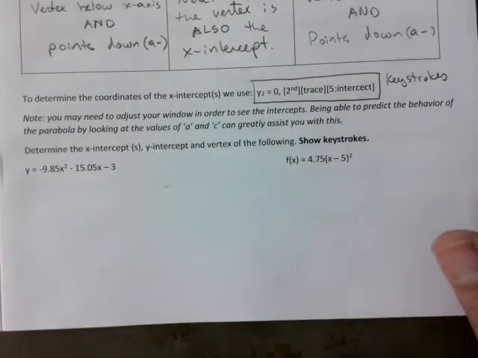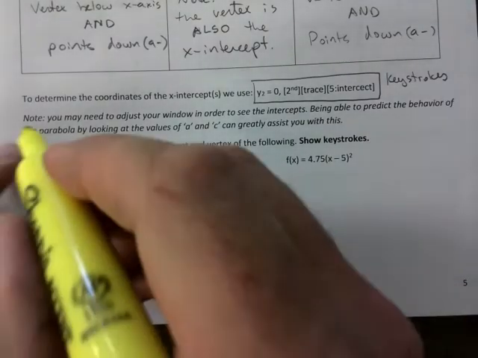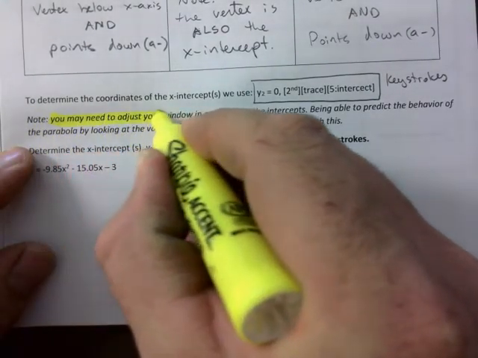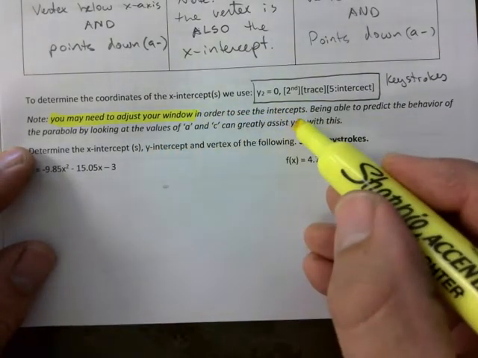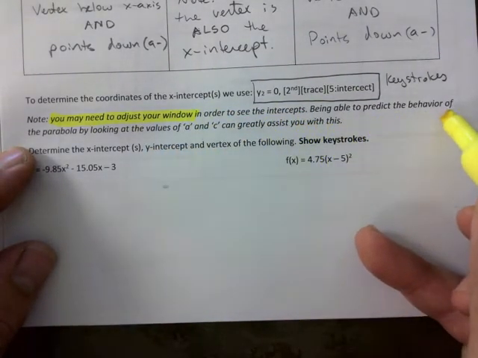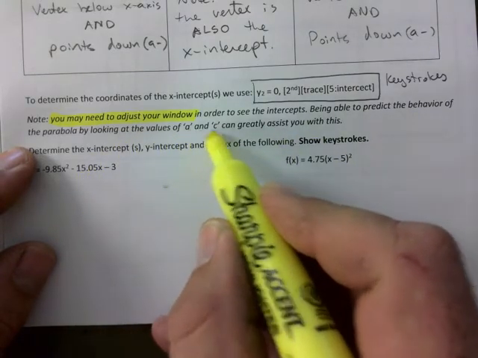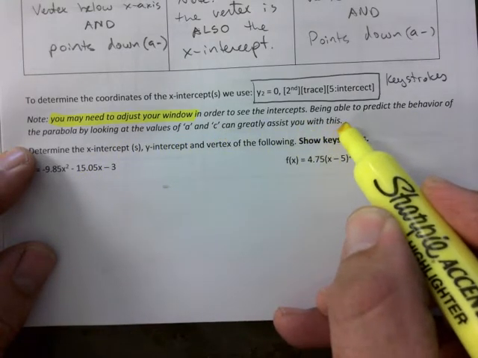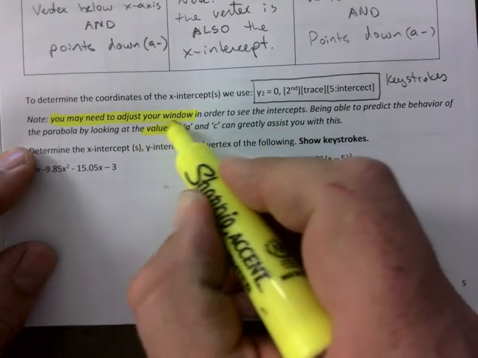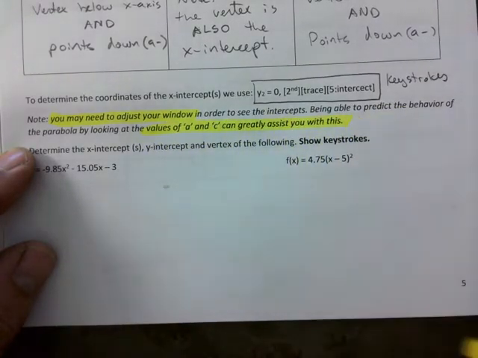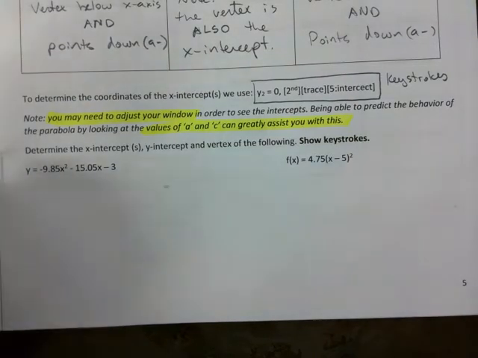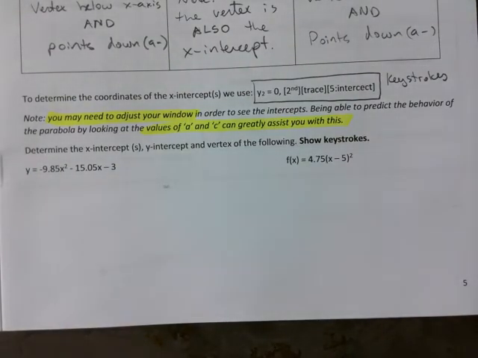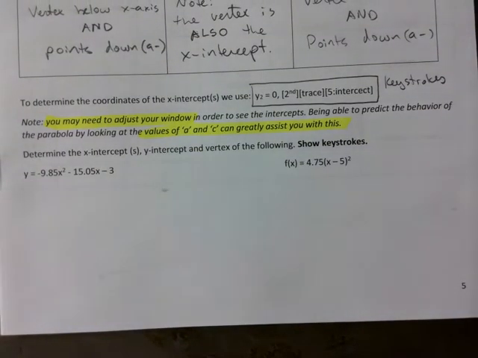Watch this. You may need to adjust your window, okay? You may need to adjust your window in order to see the intercepts. Being able to predict the behavior of the parabola by looking at the values of A and C can greatly assist you with this, okay? Determine the X-intercepts, Y-intercepts, and vertex of the following, okay? And I just have my notes here so I don't deviate.